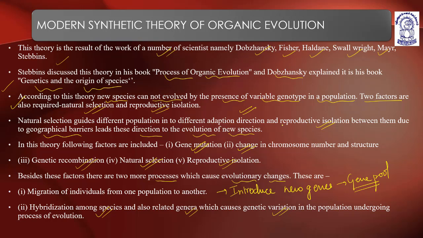According to this theory, a new species cannot evolve if there is no need. Two factors are always responsible for the formation of new species, that is natural selection and reproductive isolation. Along with these, certain more factors like genetic recombination, gene mutation, change in number and structure of chromosomes, migration of individuals which brings new genetic variants and frequencies into the gene pool, and hybridization. So I think the modern synthetic theory is covered and cleared.